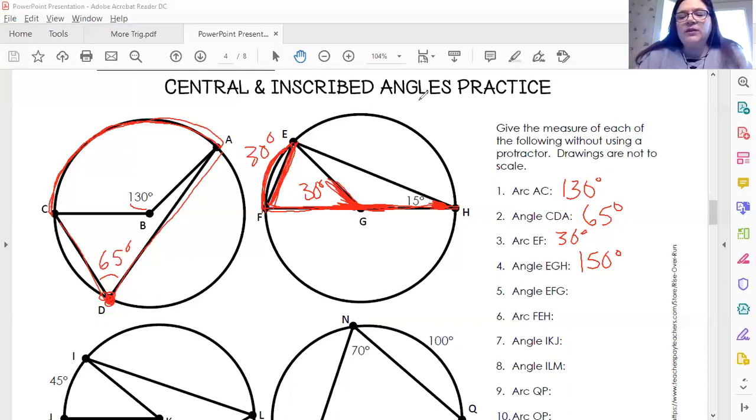And so then what's the measure of the angle EFG? Let me clear this up just a little bit because we've got a lot of lines going on over here. EFG, that's this angle here. We know that this one's 30.